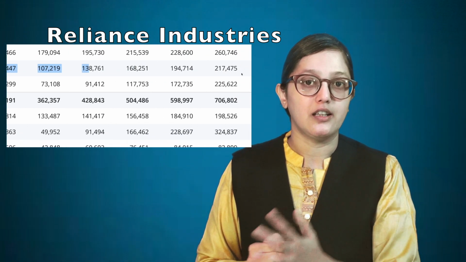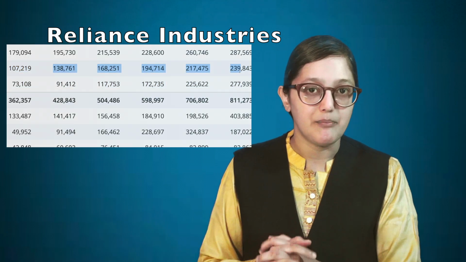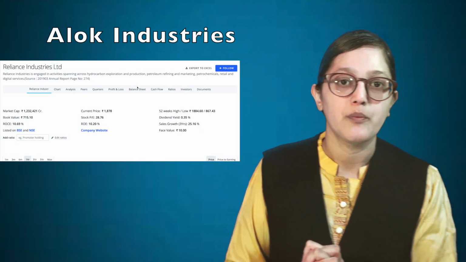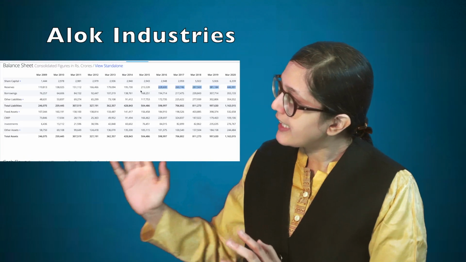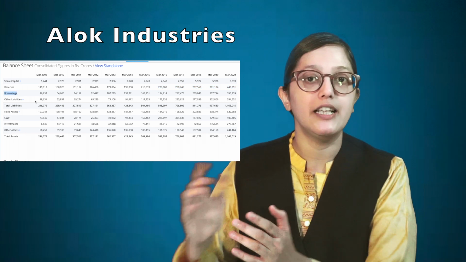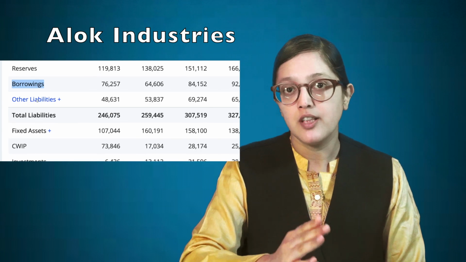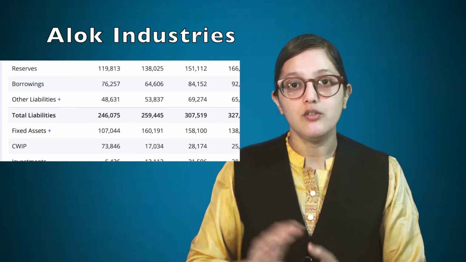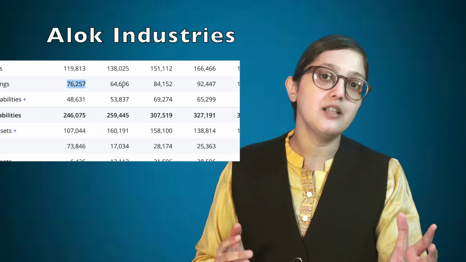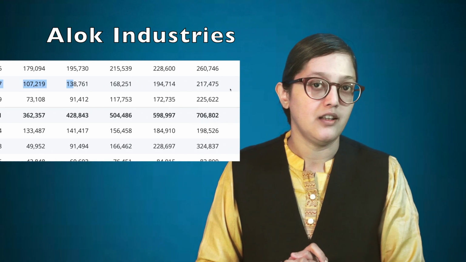So let us check the case of Alok Industries because that is an example that we are taking in this video. Look at the steady increase in the borrowings. From 2015, the borrowings have steadily risen. But notice the reserves at the same time. The reserves are going down. Now this combination of increase in borrowings with the reduction in revenues is not a good sign.